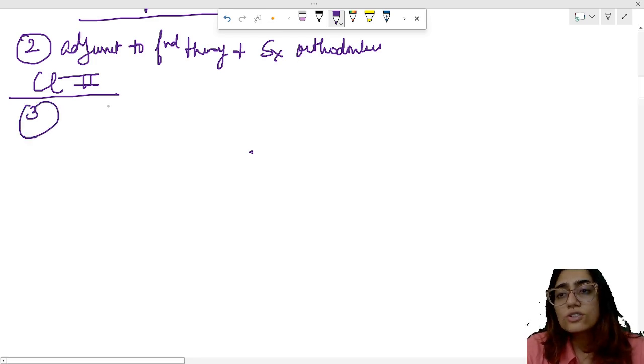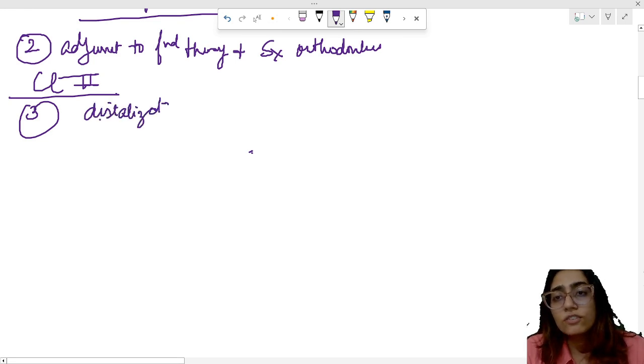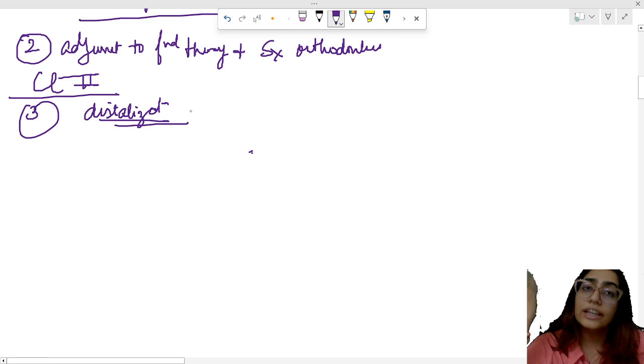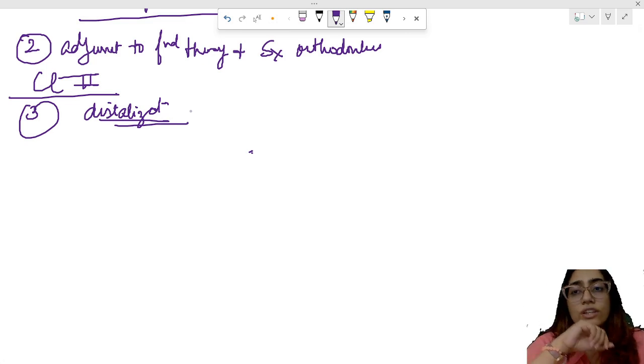So the third indication is also similar. It is distalization. Now instead of taking the mandible forward in class 2 cases, if we take the segment of the maxilla backwards so as to correct the class 2 relation, even then it can cause crossbite. So if we want to correct that, we need to expand.